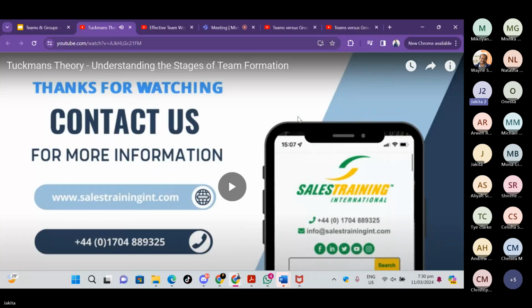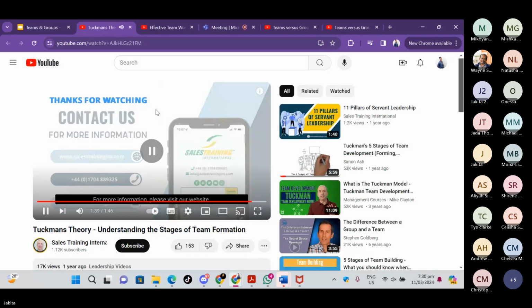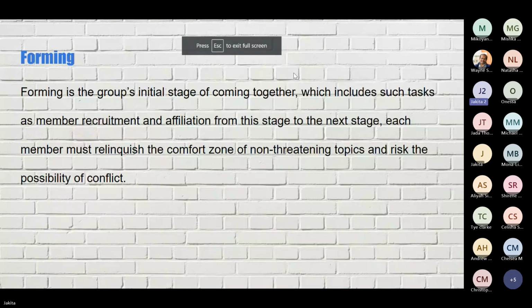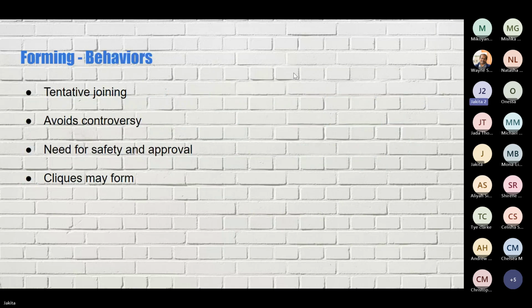I'm going to elaborate a little bit more on the themes that we just discussed. So firstly, forming is a group's initial stage of coming together, which includes tasks such as recruitment and affiliation. From this stage to the next stage, each member must relinquish their comfort zone of non-threatening topics and risk the possibility of conflict.